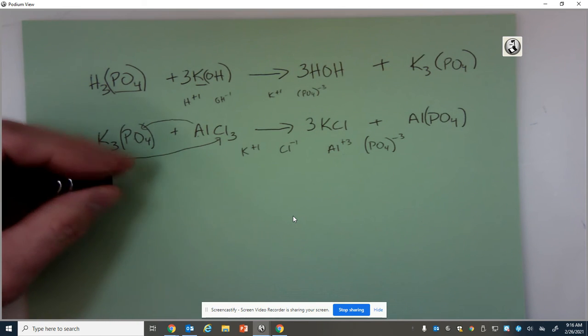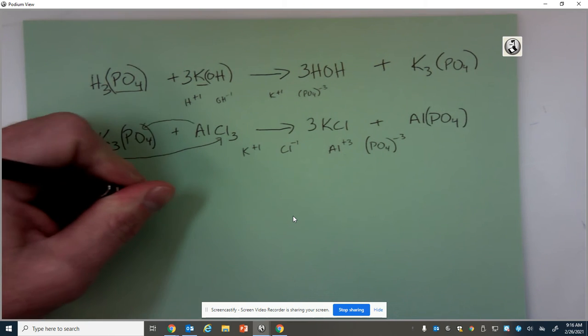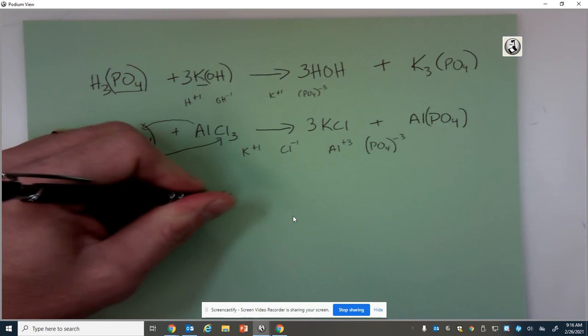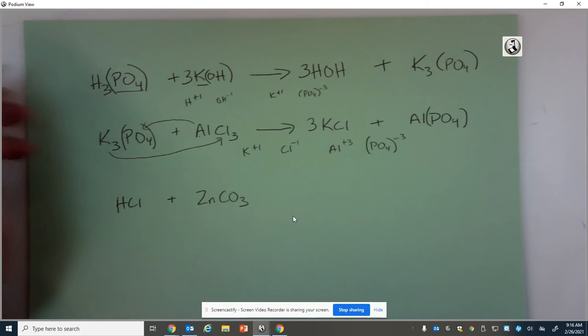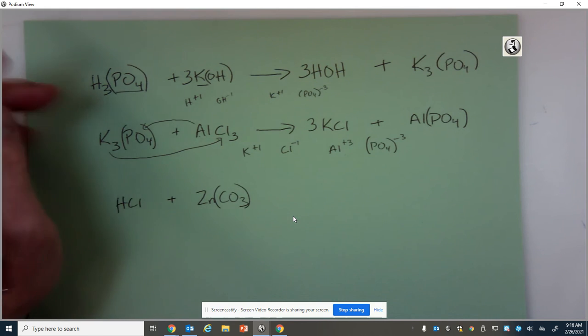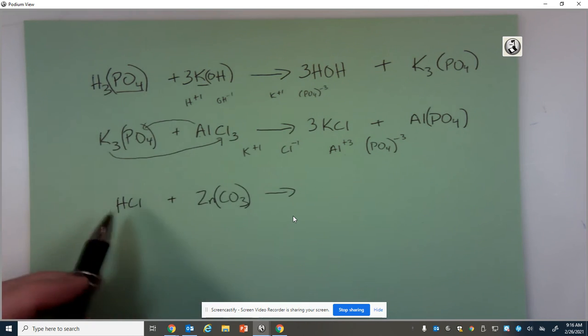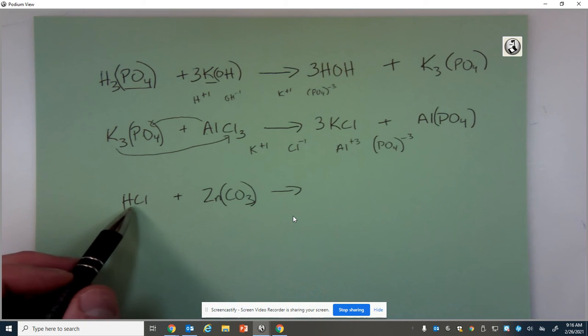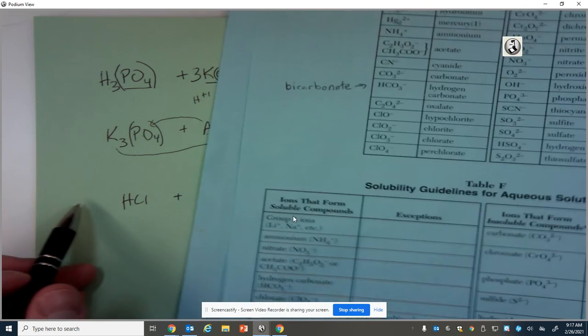All right, so we've got HCl and zinc carbonate. Okay, I'll write it with parentheses to make life easier for us. Now because it looks like it's 2 compounds, it's probably leaning towards double replacement. So let's look to see if they're soluble or not, because they both have to be soluble.